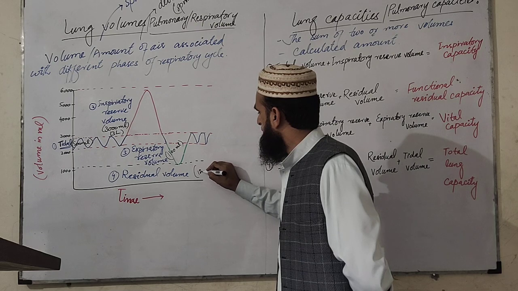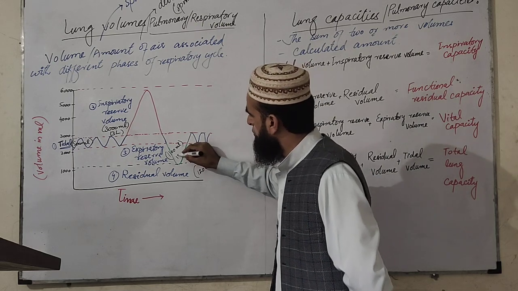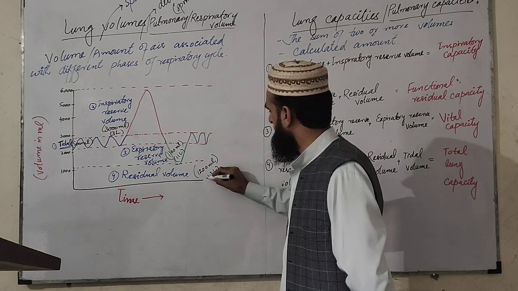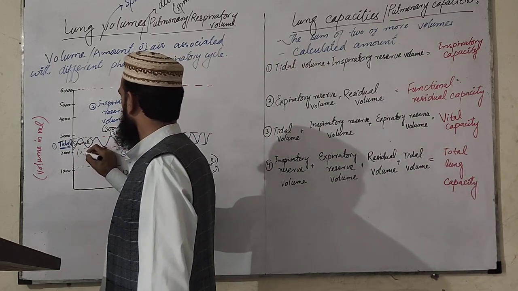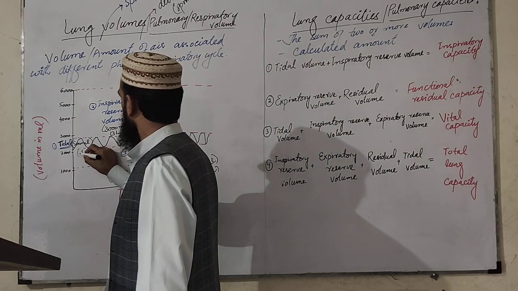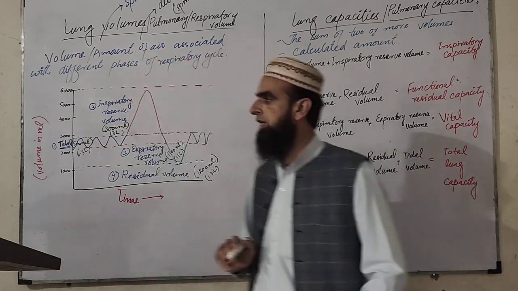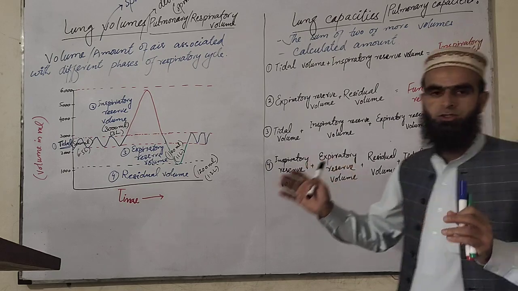The amount which is left behind inside your lungs forever is said to be 1200 ml, which means 1.2 liters, and the tidal volume is 0.5 liter, which means half a liter. So this is about the different kinds of volumes which have been discussed here.